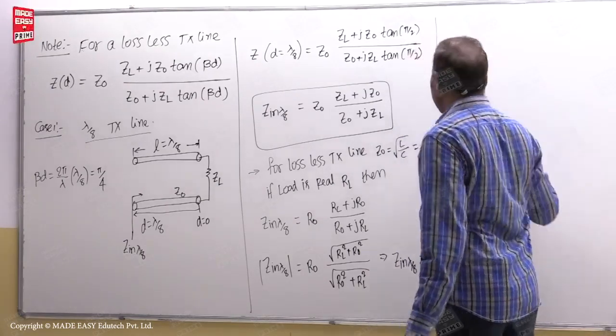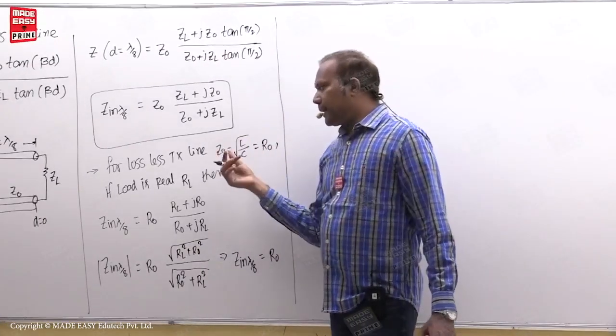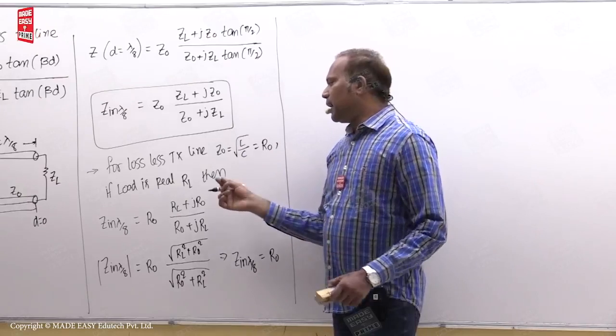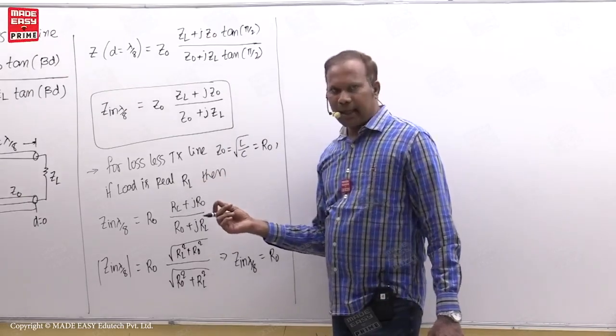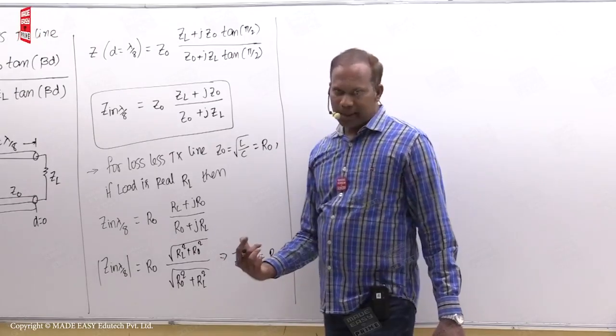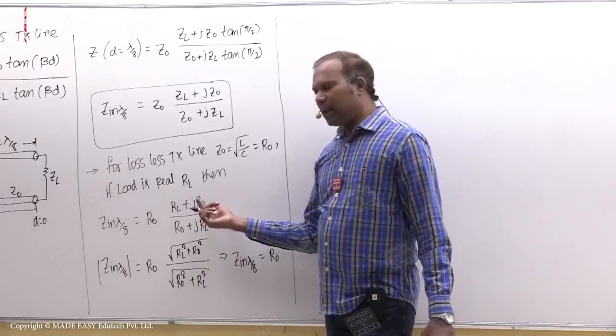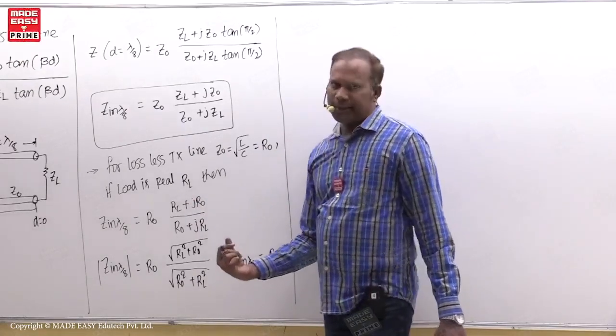So what is the statement I was telling you? For a lossless lambda by 8 transmission line, if the load is real, then the magnitude of the input impedance is equal to the characteristic impedance. This input impedance is complex, but the magnitude is equal to R0.